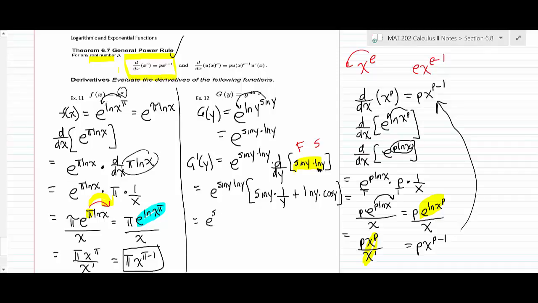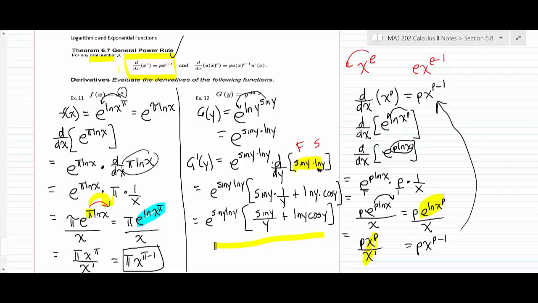So I'm just going to write the final answer as e to the sine y ln y, and then I'll write this as sine y over y. You don't really have to do that, it just looks a little bit better. Then ln y cosine y. And that would be a good answer to the problem, so we'd stop at that point right there.